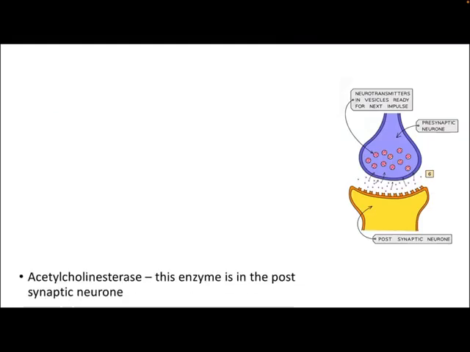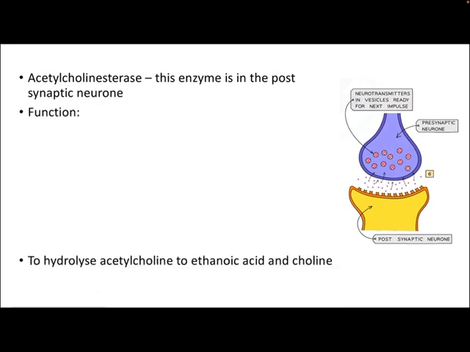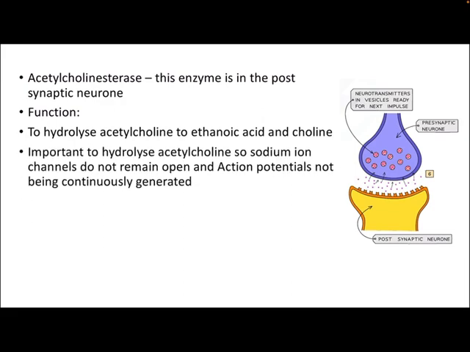Once we've had our action potentials, then acetylcholinesterase, an enzyme that's found in the postsynaptic neuron, will break down the acetylcholine, or hydrolyze the acetylcholine, to ethanoic acid and choline. This is important so that the sodium ion channels do not remain open and action potentials are not then being continuously generated in the postsynaptic neuron.